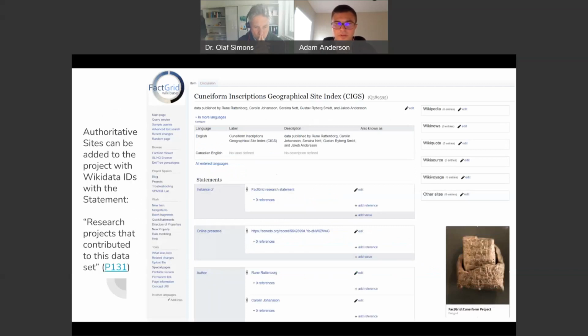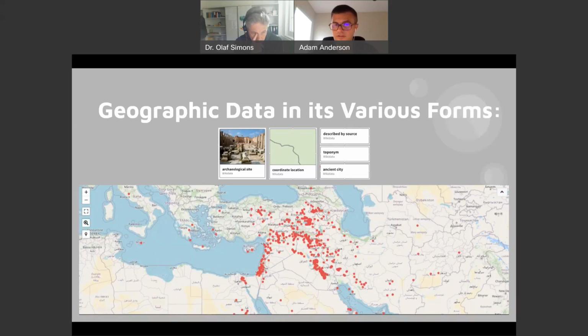So we're working on building authoritative sites for each of these so that we can add the data that we're collecting from them. We started with the Cuneiform inscriptions geographical site index that Rune Rottenberg and his colleagues in Sweden created. And with that, they found around 600 geographic locations where these tablets have come from so far. And I think that this gives us a good groundwork for building onto that, the kind of geographic data that occurs in the tablets as well.